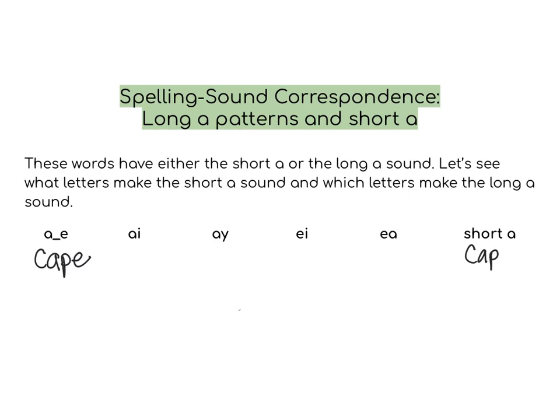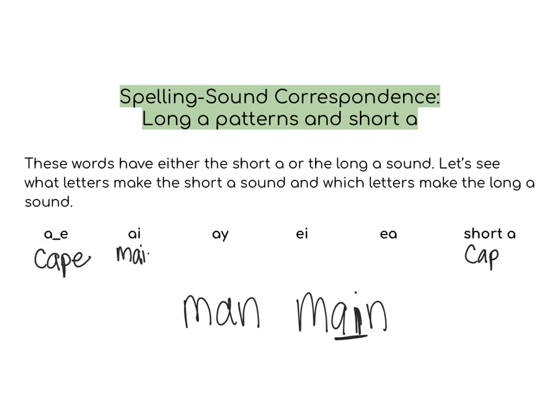Let's look at the word man. You hear the short A in man. Let's look at this word. This word is main. You hear the long A in main. And the two vowels that make the long A sound are AI. So I'll write main under here, the AI, and I'll write man under the short A.